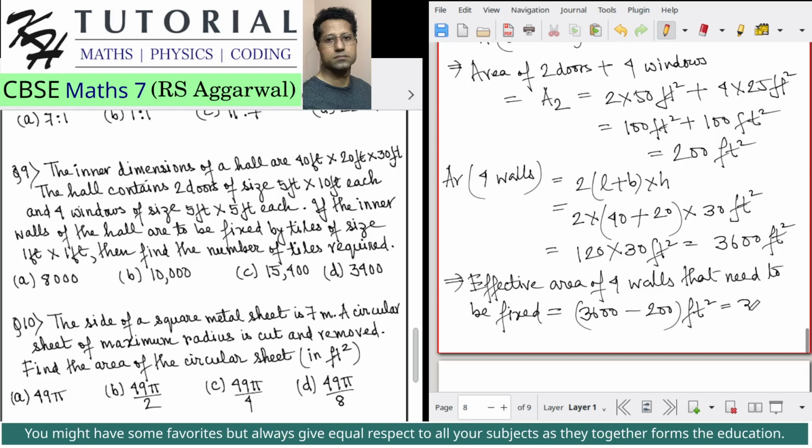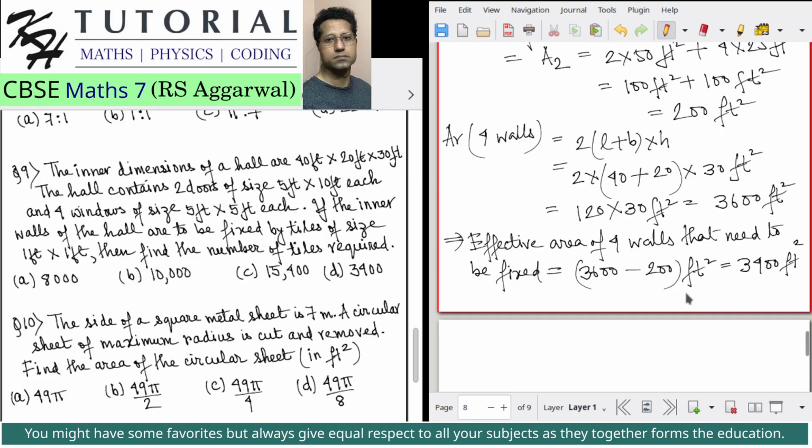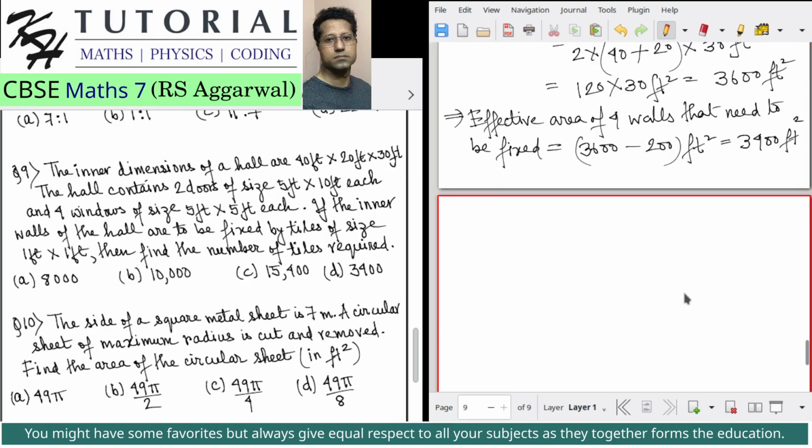This is equal to 3400 feet square. So now the problem is asking how many tiles, where the dimension of each tile is 1 feet by 1 feet, will be required to fix the wall, the effective area of the 4 walls, which is 3400 feet square.